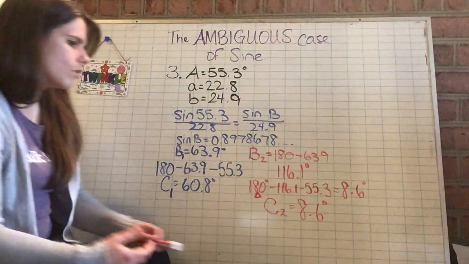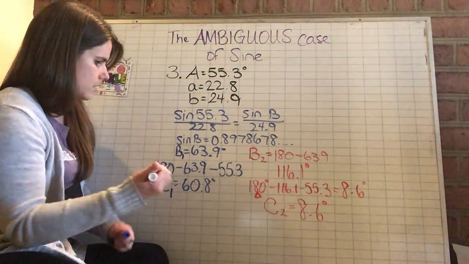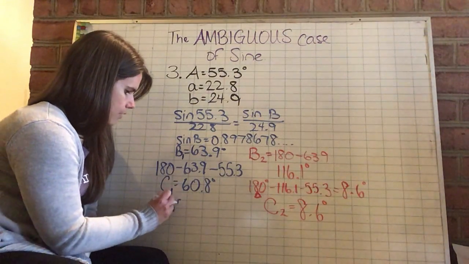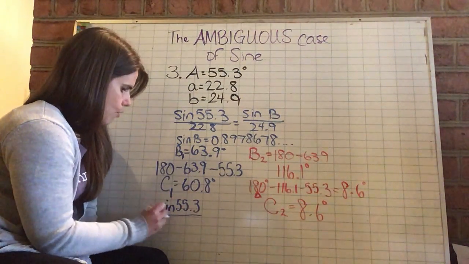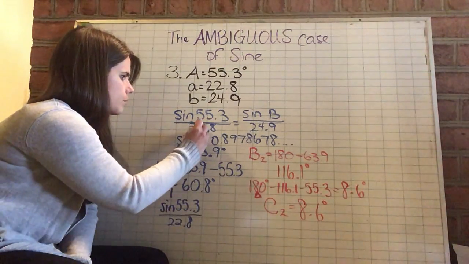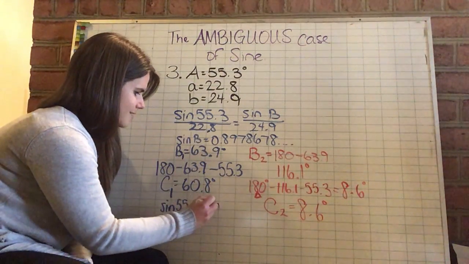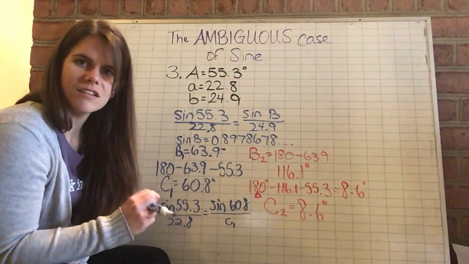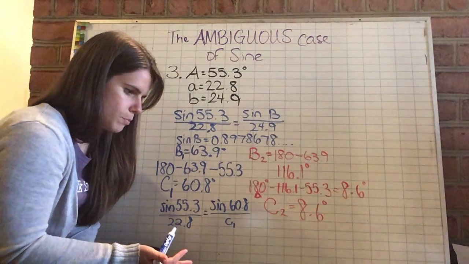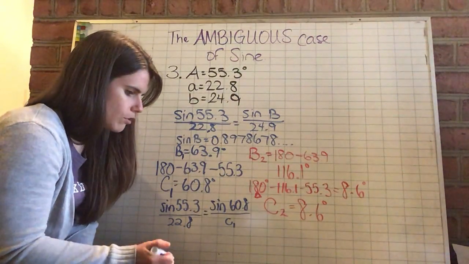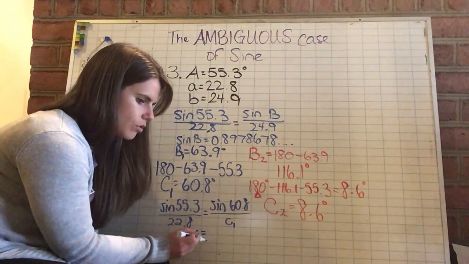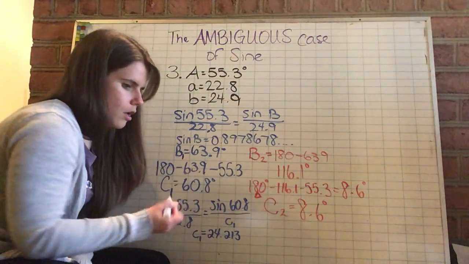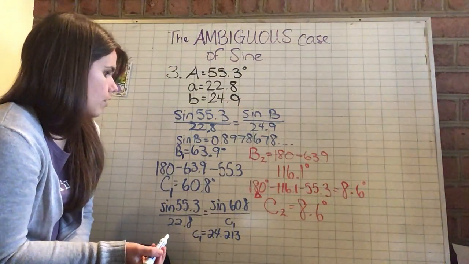And so I'm keeping those little subscripts going. I'm going to have this again, sine of 55.3 over 22.8, there should be a decimal there, equals sine of 60.8 over little c sub 1. All right? You should be able to do this math. I'm going to let you do it on your calculator. You should end up with little c sub 1 is 24.213, and that is the end of triangle 1.